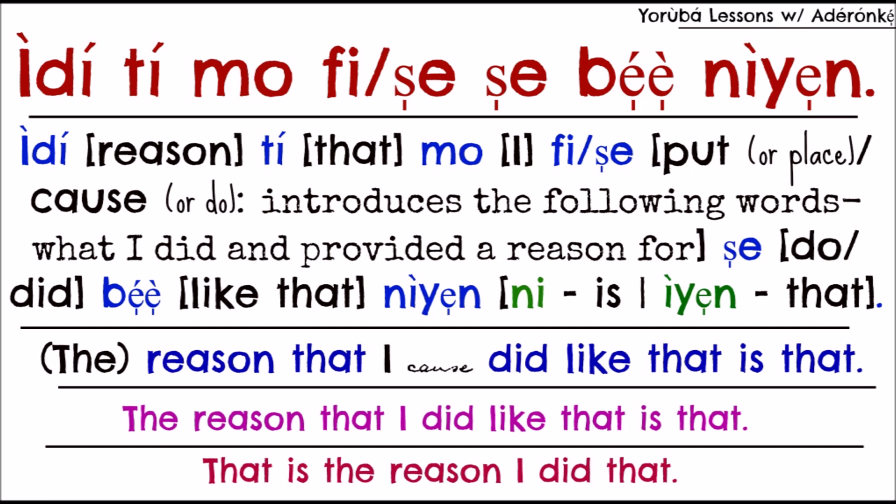So I changed the fonts of the cause. Did like that is that. So when you transliterate, you remove the cause since it's unnecessary. The reason that I did like that is that. And what that would mean is that is the reason I did that. So the reason I did like that is that would be like a transliteration, and that is the reason I did that would be the translation.